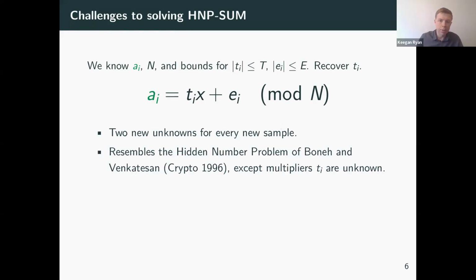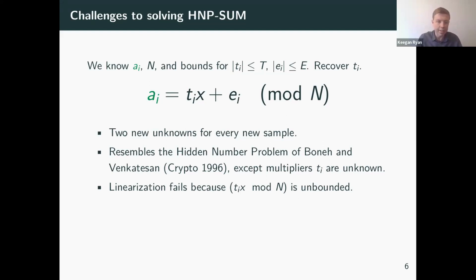You may also notice that this resembles the hidden number problem from Boneh and Venkatesan in 1996, except in this case the multipliers are unknown, so we can't use the multipliers to perform the same sort of lattice attack as was used for the hidden number problem. Another challenge in solving HNP-sum is we can't do linearization because this value of Ti times X mod n is not bounded mod n. So we can't introduce a new variable here and use a bound on that to solve for the value.